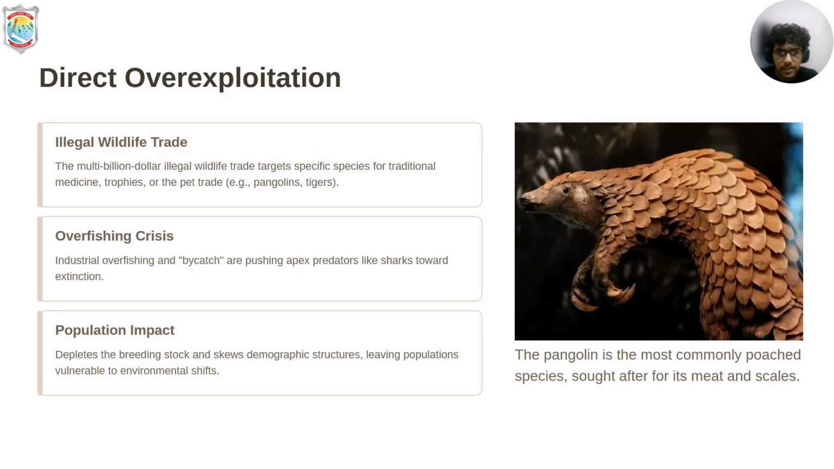to environmental shifts. As a tragic highlight, the pangolin is currently the most commonly poached species, heavily sought after for its meat and scales. This is a particular species that is found in the forests of southern India, and due to its valuable meat and also its scales, it is hunted by poachers at an extensive rate, and it is described as an endangered species.